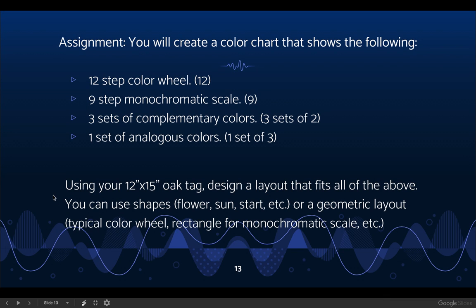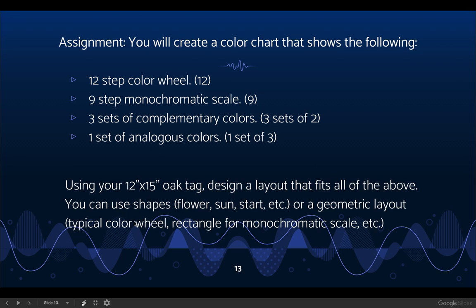So here is the assignment that you guys are going to do. You're going to create, on a piece of 12 by 15 paper, so using the 12 by 15 oak tag that I gave you in your bin at the beginning of the year. This was in there the first time you picked it up along with your paint. You're going to take that paper and design a layout that fits all of these above on that one piece of paper.